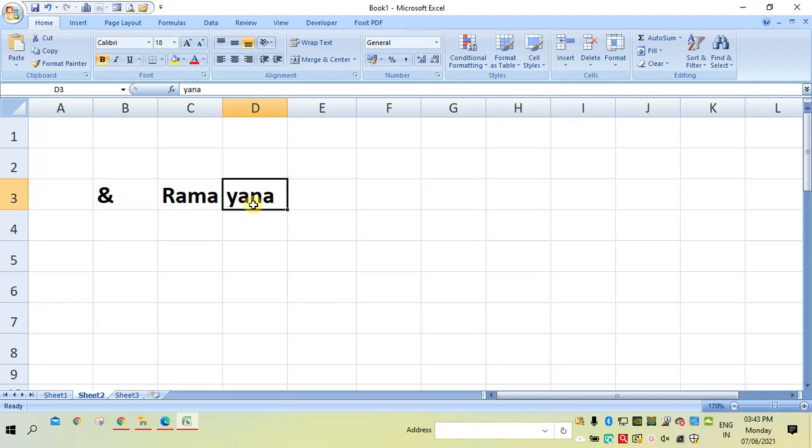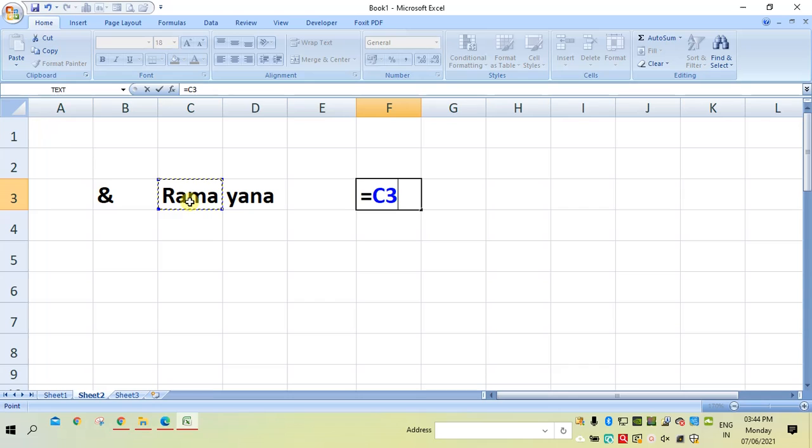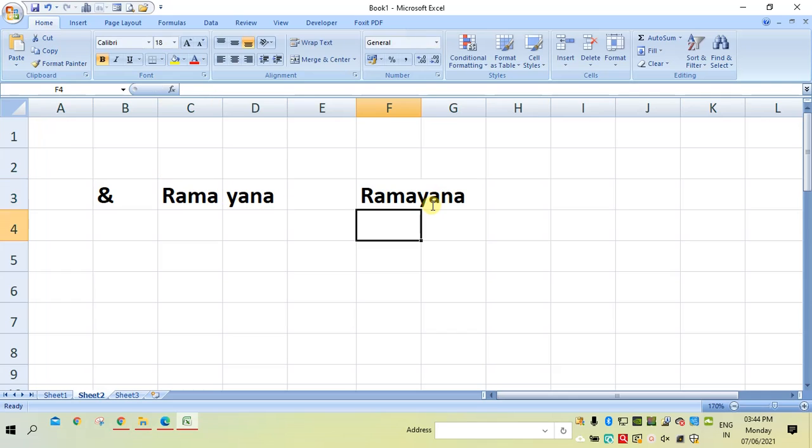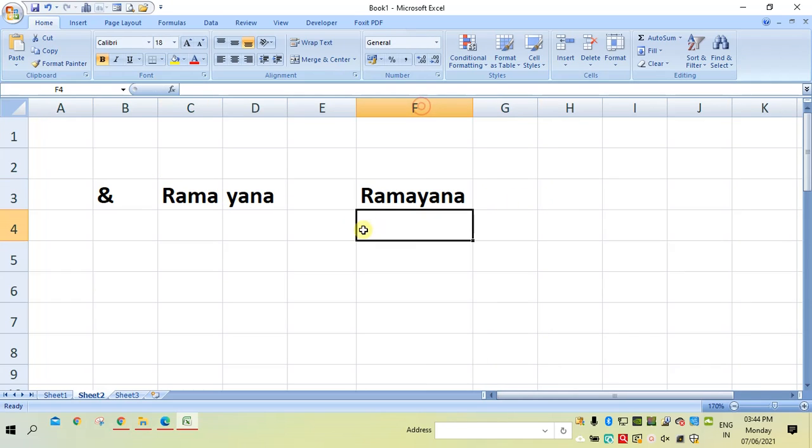So I will do it in this cell. I will write it in this way: equal to, then Rama is in C3, then the ampersand symbol, then Yana is in D3. So this is the formula now: equal to C3 ampersand D3. So now we have one complete word. This way we can join two cells, and we can join more than two cells also.